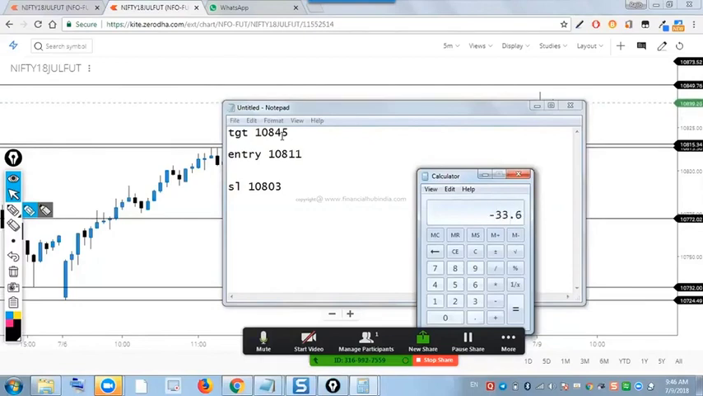So 4 times 8 is how much? 32. 4 times 8, isn't it? So we got it, right? 1:4. We got it from there. So this is how we calculate and put the price here.